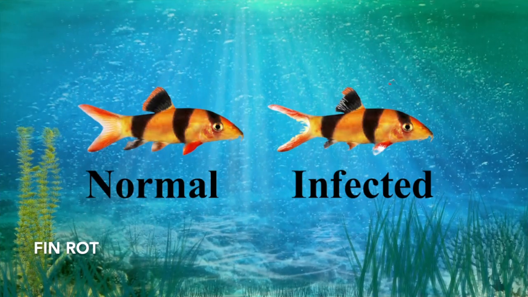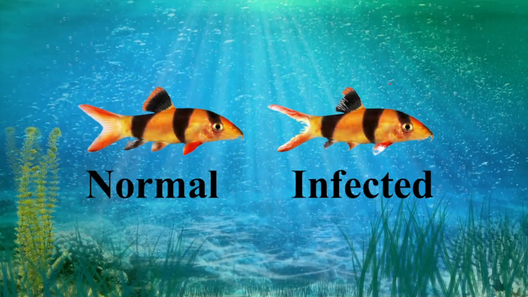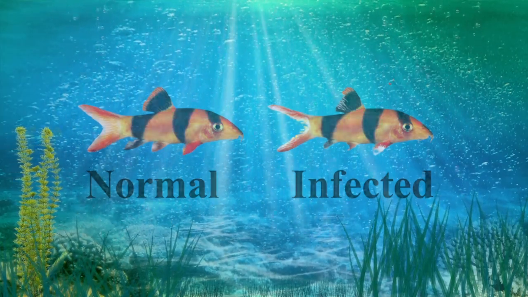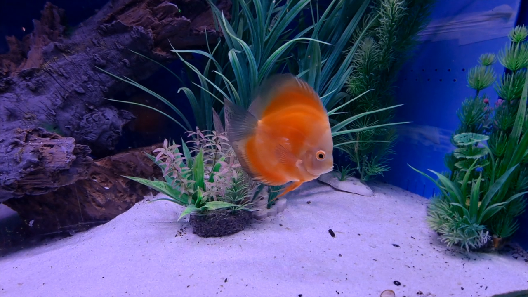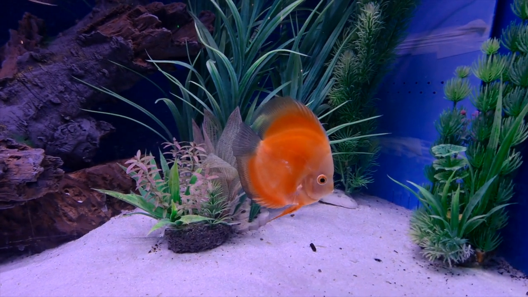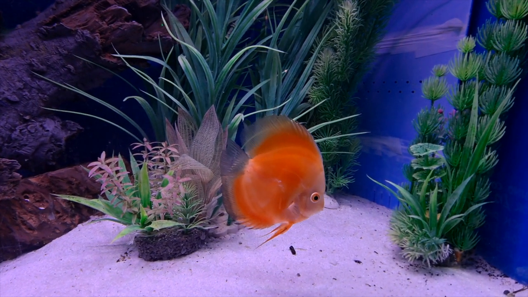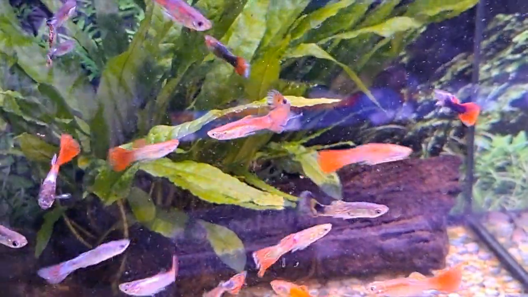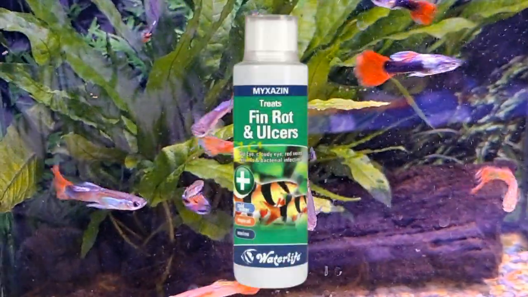Fin rot. Your fish might have rotting fins, experience a loss of appetite, or be lying on the bottom of the tank. This is caused by a bacteria that infects the fins of the fish. Bullying from other fish and fin nipping sometimes brings it about. Most often it is due to poor water quality. There are medications available such as fin rot medication.